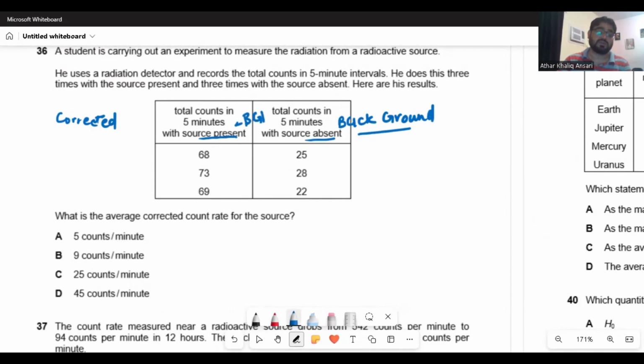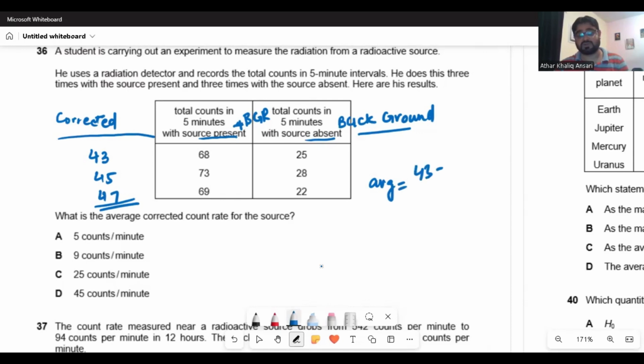So background radiation plus source, so I need to subtract to make it correct. For this one, I am getting 68 minus 25, 43 counts, 73 minus 28, 45 counts, 69 minus that is 47 counts. Now I'm going to find the average. So average count rate will be 45 plus 43 plus 47 divided by the 3.